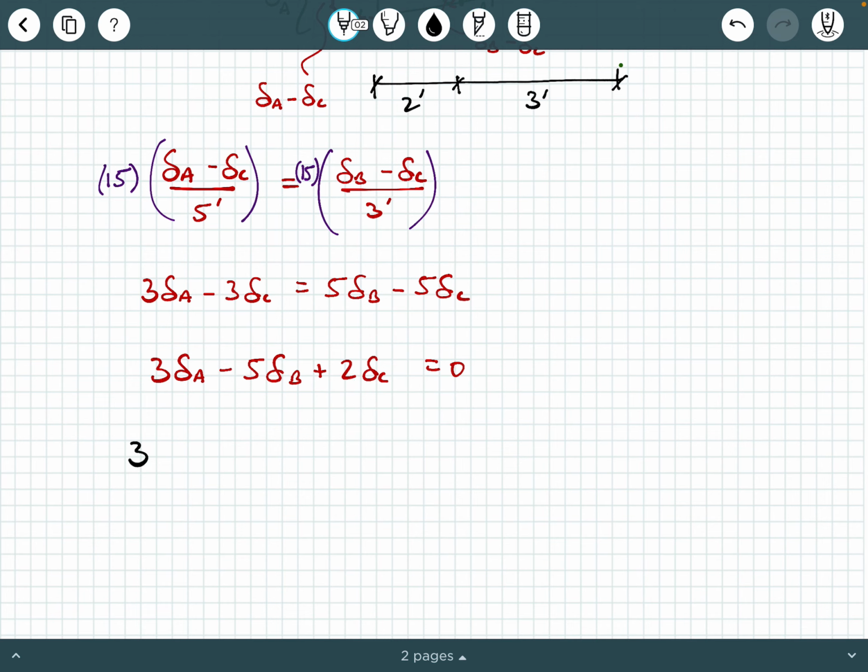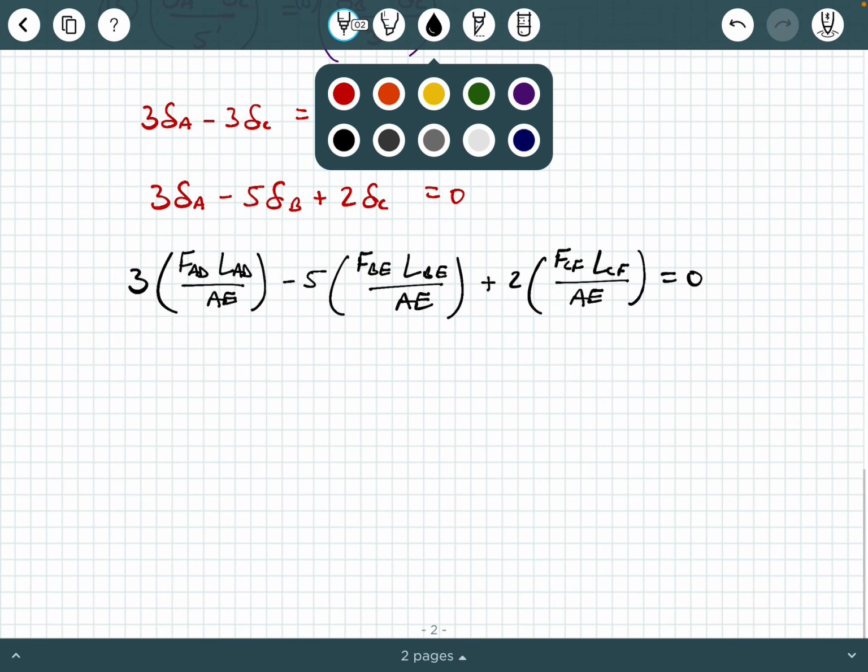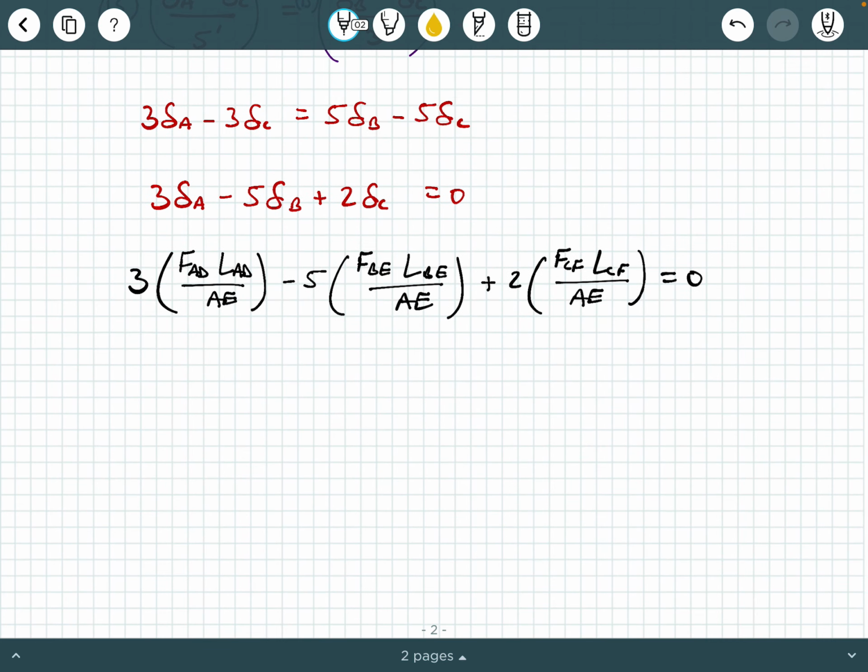So substituting that in, I get 3 times FAD times LAD over AE minus 5 times FBE times LBE over AE plus 2 times FCF times LCF over AE, all equals 0. Now, the problem statement told us that AE is constant. So if AE is constant in all 3 of these terms and the whole equation equals 0, we can wipe out this AE term.